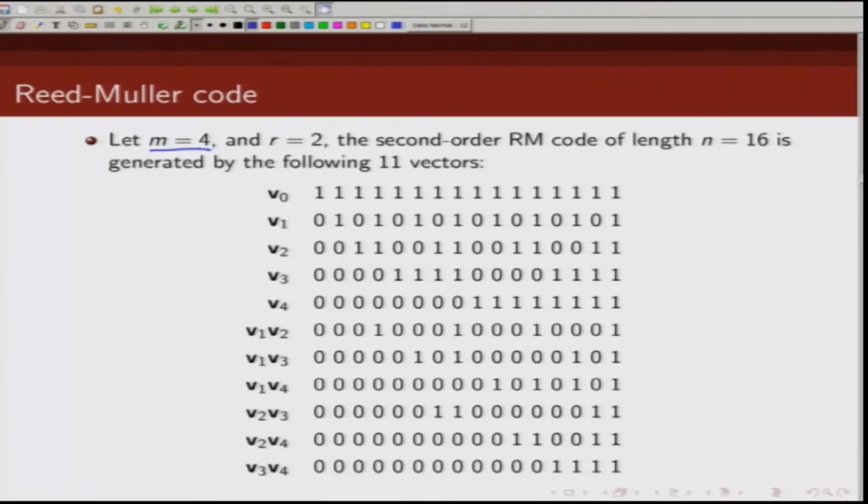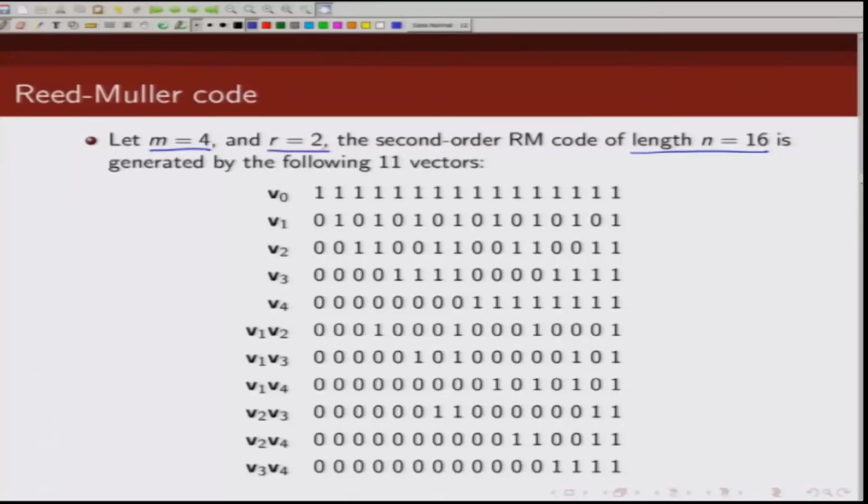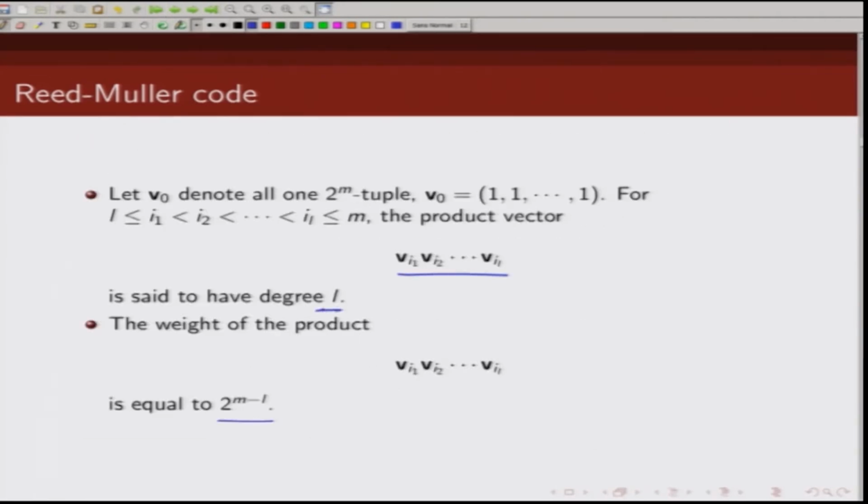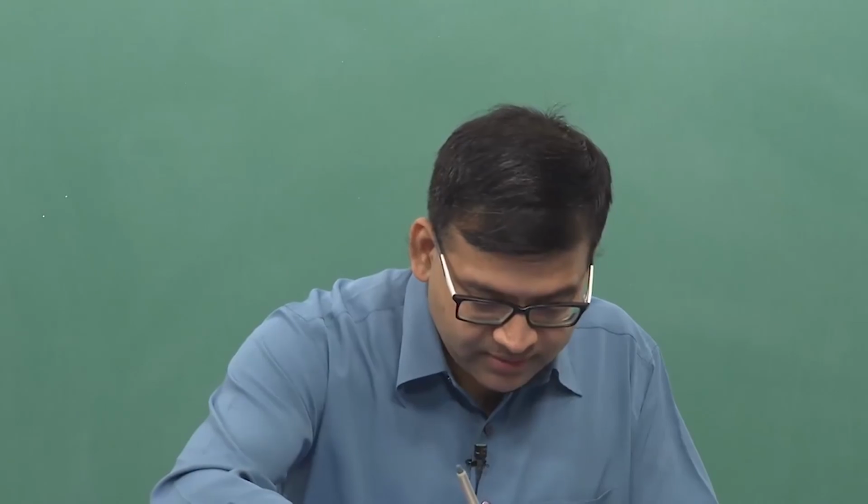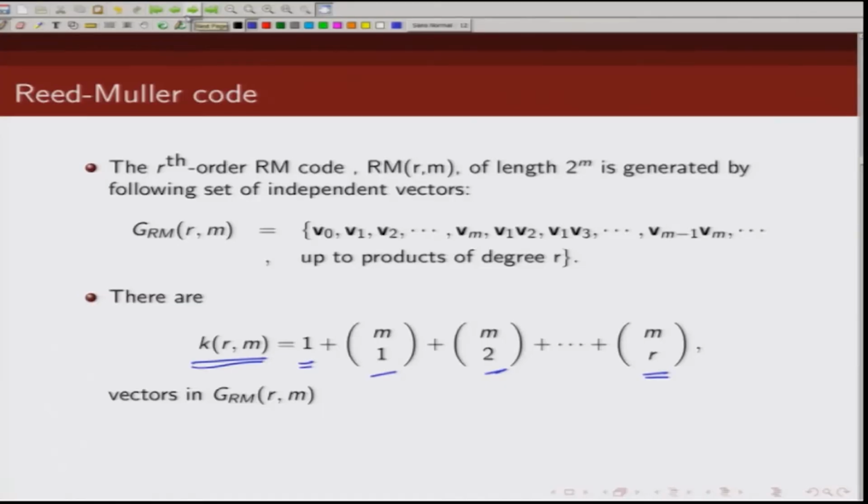We take a case where m is 4. So, m is 4 meaning our code word length would be 2 raised to power m, which is 16. So, we are dealing with a Reed-Muller code of length 16, and let us consider the second order Reed-Muller code. So, we will now have to recall what a degree is. If you go back, this product vector is said to have degree L if there are L such Vi's participating in this Boolean product. So, we have to write all these as rows of the generator matrix up to products of degree r.